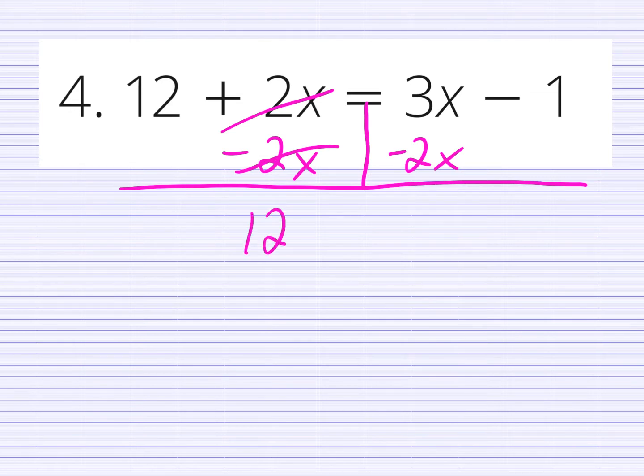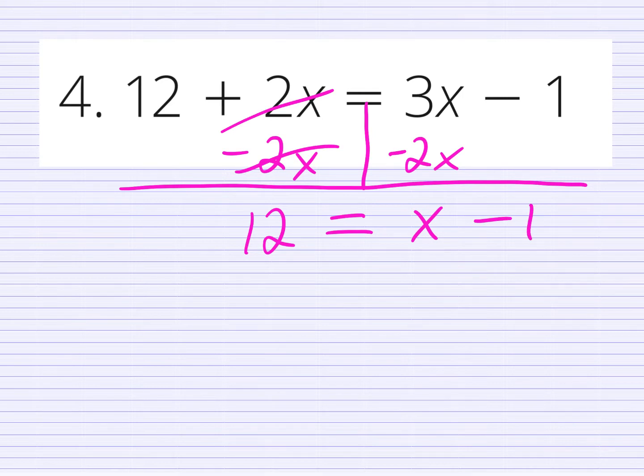I bring my 12 straight down. I bring my equal sign straight down. On the right-hand side, 3x minus 2x is 1x, but I don't have to write the 1 in front of the x. I can just leave it, and everybody will understand that's invisible in front of it. And I'm going to bring down my negative 1 over on the far right.